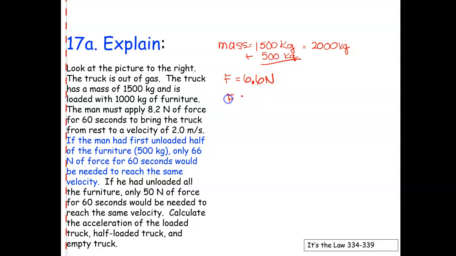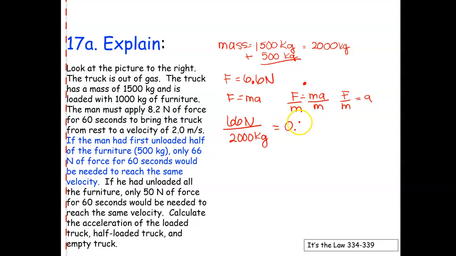And so we manipulate our equation, F equals ma. Divide each side by m. Remember, you have to show this step. So F divided by m equals A. And so we get 66 N divided by 2,000 kilograms. And that's going to give us an acceleration of 0.03 meters per second squared.